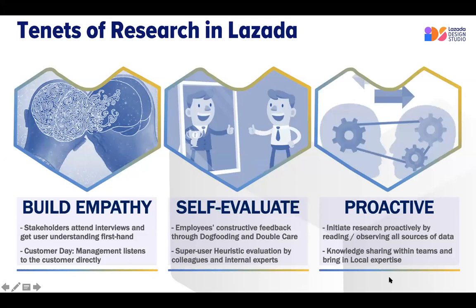And then the other most important thing is to be proactive, which means that we initiate our research proactively by reading and observing all sources of data. It's not about just one research report which has been created for your topic and domain, but generally reading about other research which has been done by other teams, by local teams, by other countries. So there's a lot of knowledge sharing which happens, which leads to people proactively thinking, okay, maybe I should also think about this, or should I think about this issue?